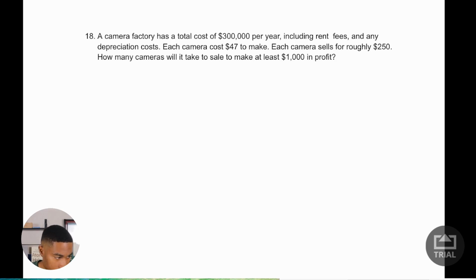You create your equation. So you know you're down 300,000 regardless, right? And this is just for the factory cost: rent, fees, depreciation, all that stuff. And then you know that each camera costs $47 to make. So minus $47 times the number of cameras that you're selling. And then you know that you're going to be able to sell it for $250. So plus 250 times the number of cameras. And you know that you want all this to equal $1,000 in profit.